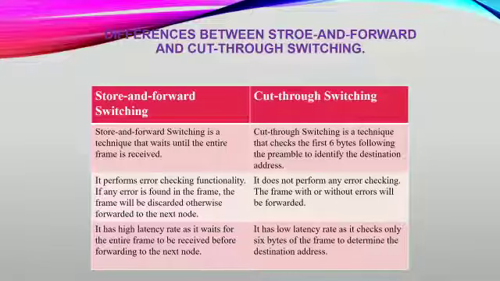Store and forward switching has a high latency rate as it waits for the entire frame to be received before forwarding to the next node. Cut-through switching has the lowest latency rate as it checks only the first 6 bytes of the frame to determine the destination address.